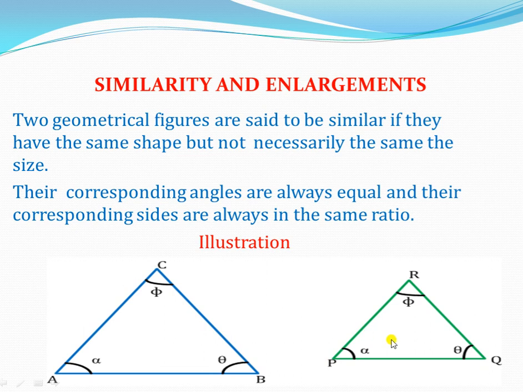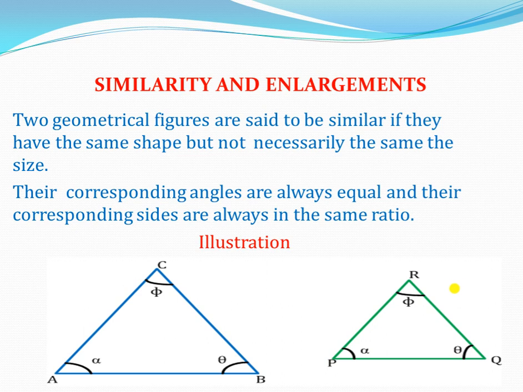in shape. The mere fact that they look alike by shape, and the angles are corresponding to each other. So if this is alpha, this is also alpha, theta, this is also theta, and phi, this is also phi. It means these two triangles are considered to be similar.